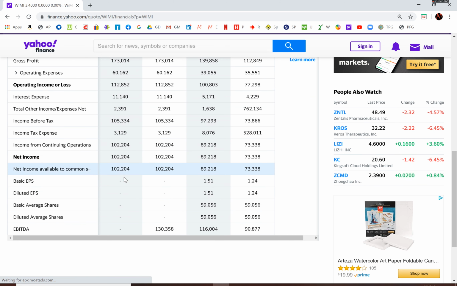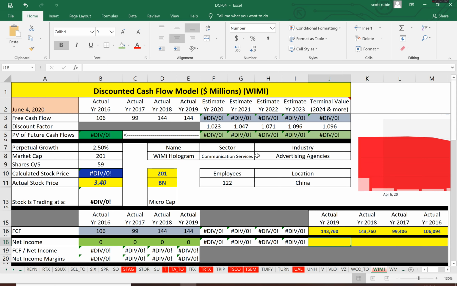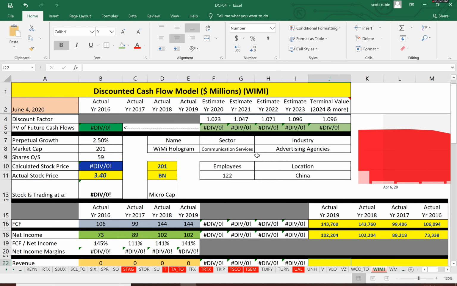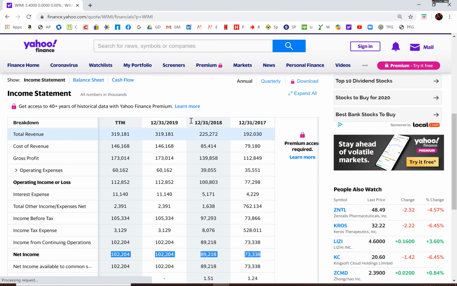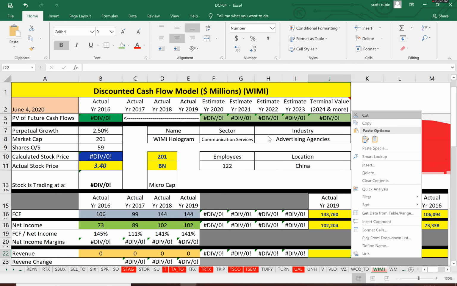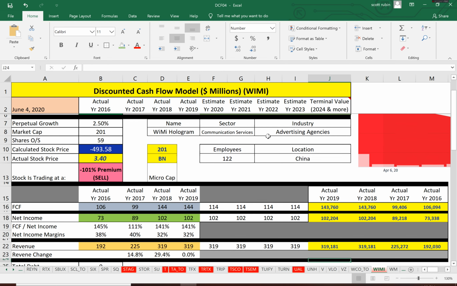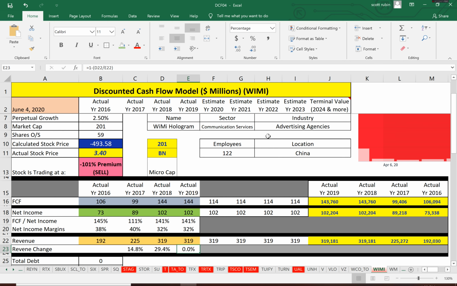And next we need net income, which is the profit and loss for a given time period. That's on the income statement. And last we need is revenue, which is the sales for a given time period. So it looks like they're moving in the right direction. Sales have been going up.